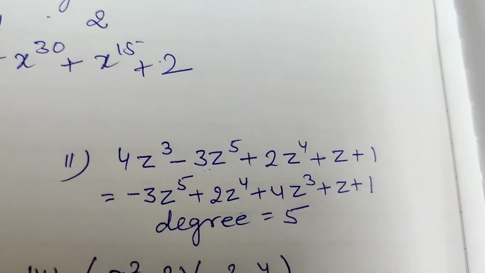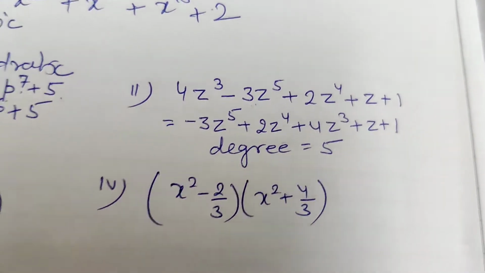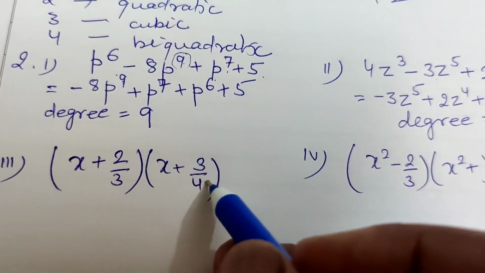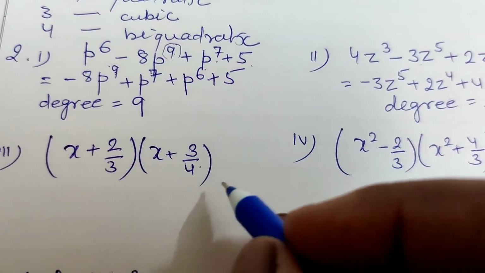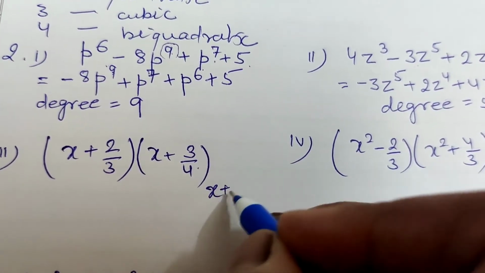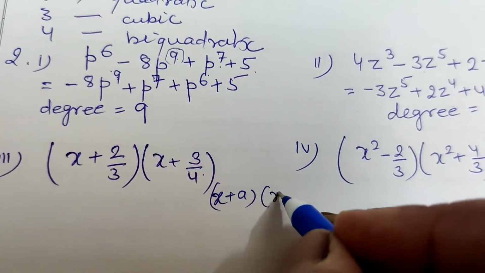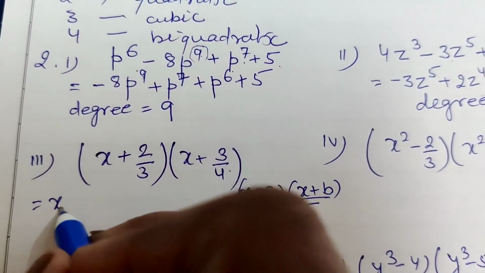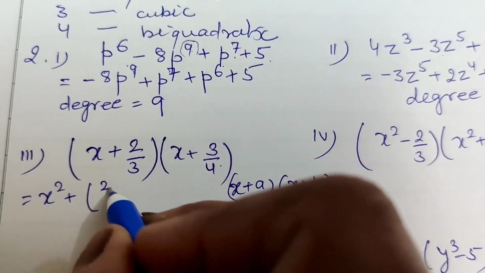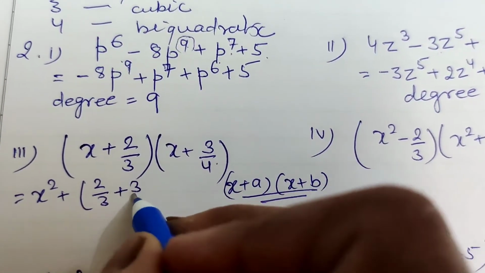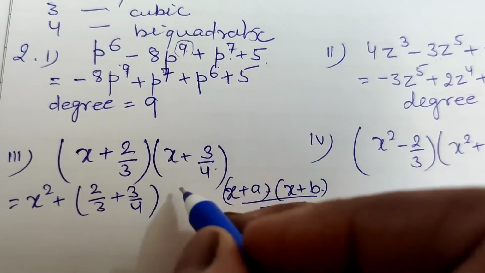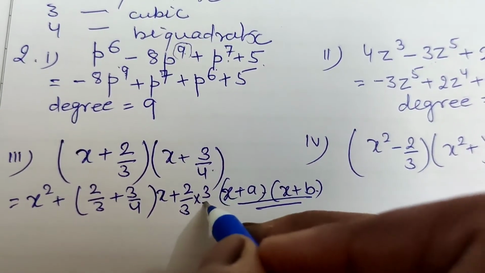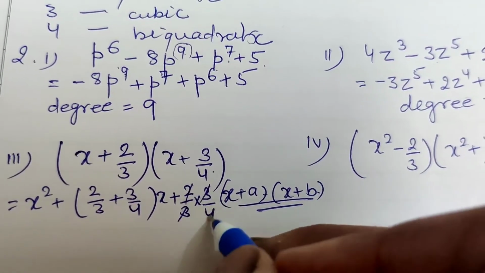And the third one is here, (x plus 2 by 3)(x plus 3 by 4). So we can find the product of these by using the identity (x plus a)(x plus b), which equals x square plus (a plus b)x plus a into b. That is x square plus in bracket 2 by 3 plus 3 by 4 into x plus the product. 3 cancel, 1 by 2.